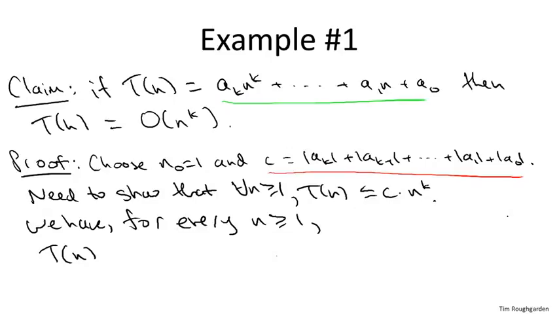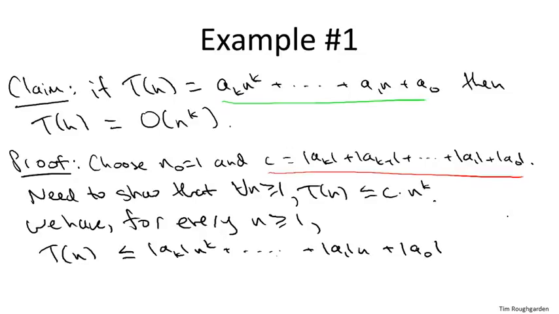Now, n here we know is at least 1, so if any coefficient flips from negative to positive, then the overall number only goes up. So if we apply the absolute value to each of the coefficients, we get an only bigger number. So T(n) is bounded above by the new polynomial, where the coefficients are the absolute values of those that we had before. So why was that a useful step?